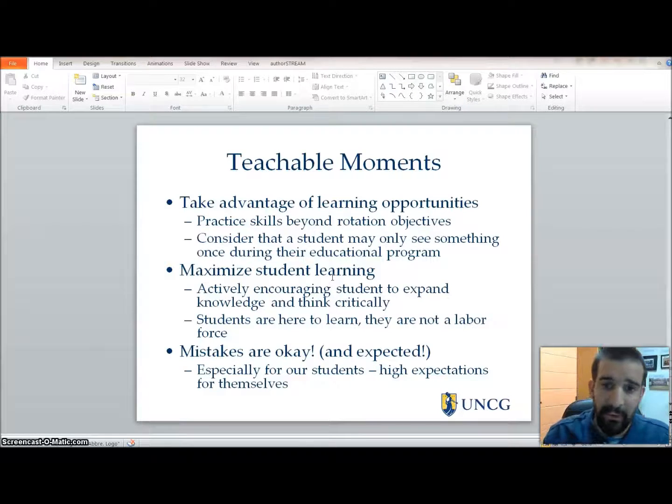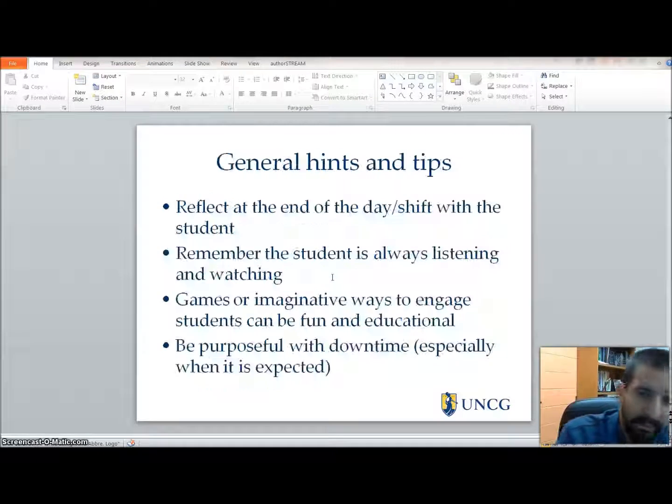The students are here to learn, so make sure you understand that and keep that in mind. They're not a labor force for you. Let them understand that mistakes are okay. They're here to learn and get better. Some of our students can be really hard on themselves. If you remember back to one of the earlier modules, I told you that they're very internally motivated. Well, they tend to be very hard on themselves. So let them know that mistakes are okay. The problem is we don't want to keep making the same mistake over and over again. So if they make a mistake, let's use directive feedback to get them to a better place.